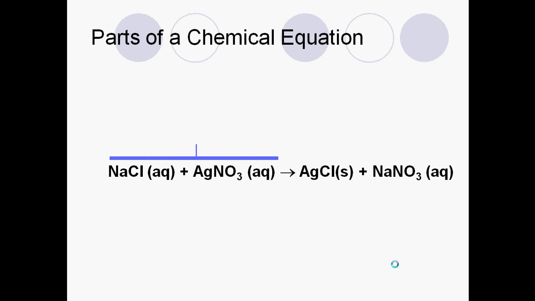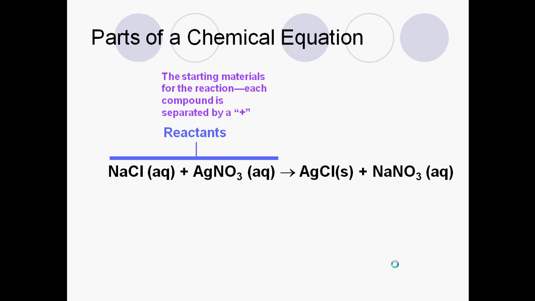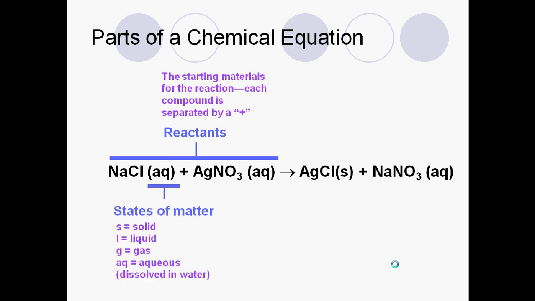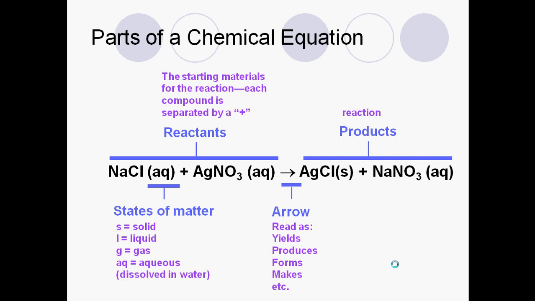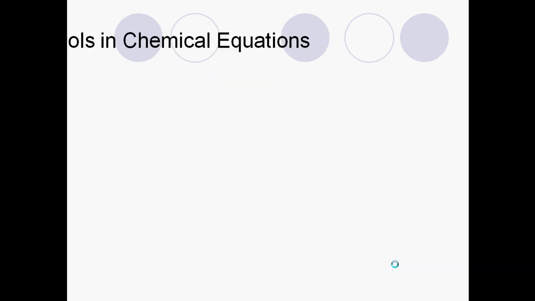The different parts are the reactants that we start with. Anything that we start with, typically they have a plus in between them. The AQ, the S, there's also L and G that indicate the state of matter. AQ is aqueous, just meaning that it's dissolved in water. The arrow indicates that this is equals to, yields, produces, makes. This comes right before the products. And then the products are what are formed in the reaction.